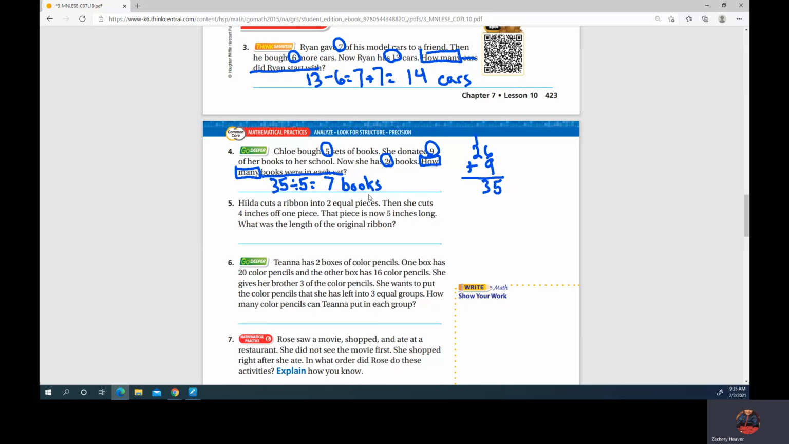The next one. Hilda cut a ribbon into 2 equal pieces. Then she cuts 4 inches off one piece. That piece is now 5 inches long. Okay? What is the length of the original ribbon?